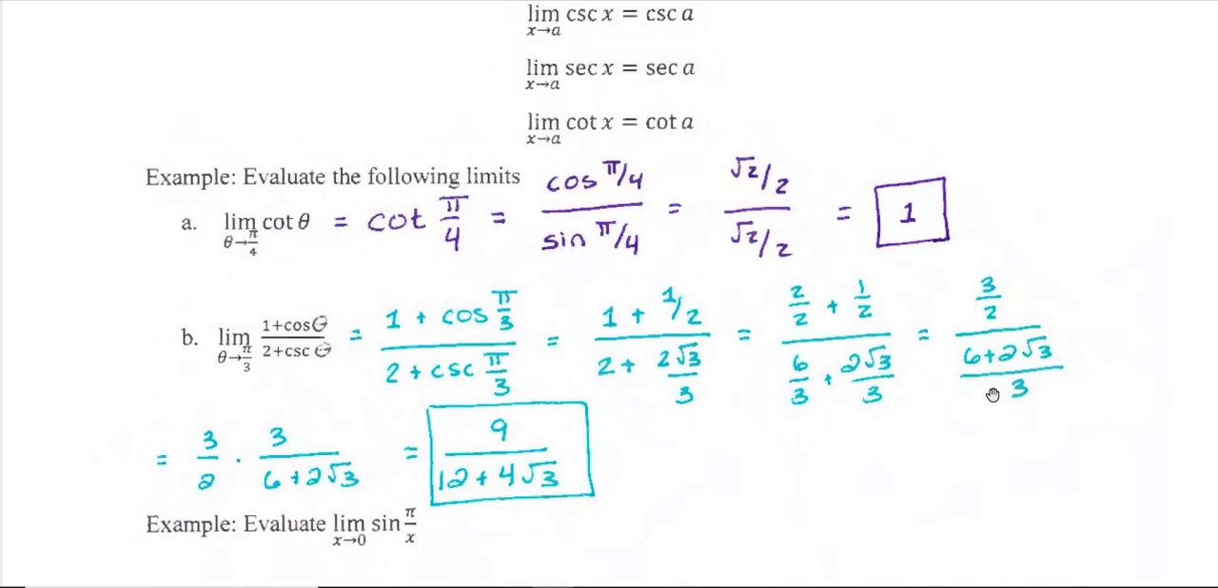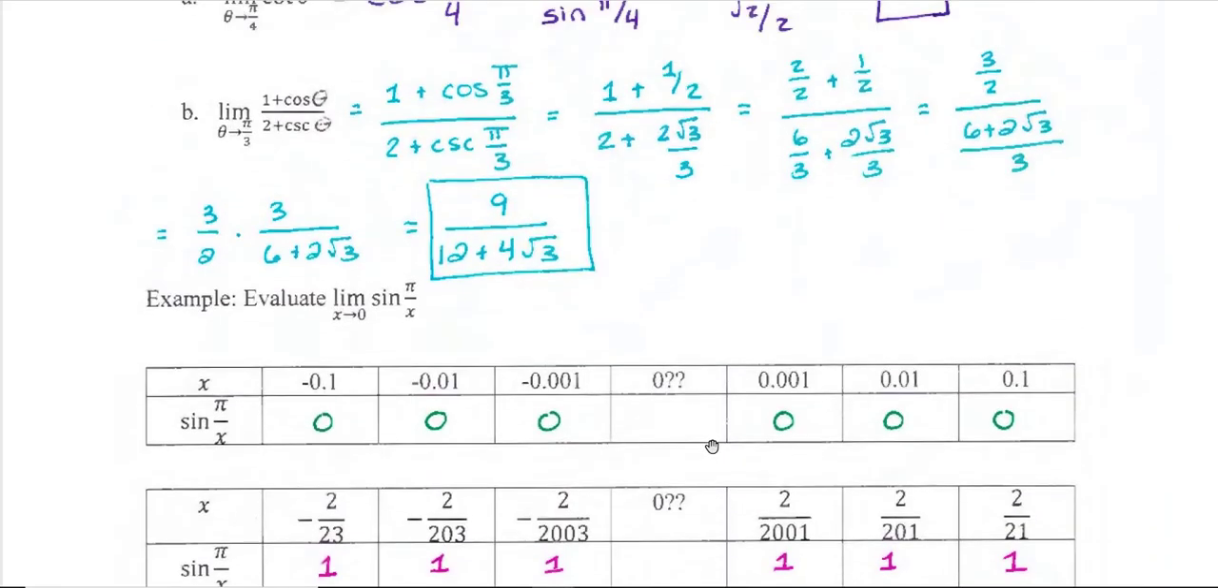If we want to take the limit as theta approaches pi over 3 of 1 plus the cosine of theta over 2 plus the cosecant of theta, again, we can do our direct substitution because pi over 3 is in the domain of the cosine as well as in the cosecant, and that gives us 1 plus the cosine of pi over 3 over 2 plus the cosecant of pi over 3. The cosine of pi over 3 is 1/2. The cosecant of pi over 3 is 2 root 3 over 3. And then you can find your common denominator to combine and simplify your answer to get 9 over 12 plus 4 root 3.